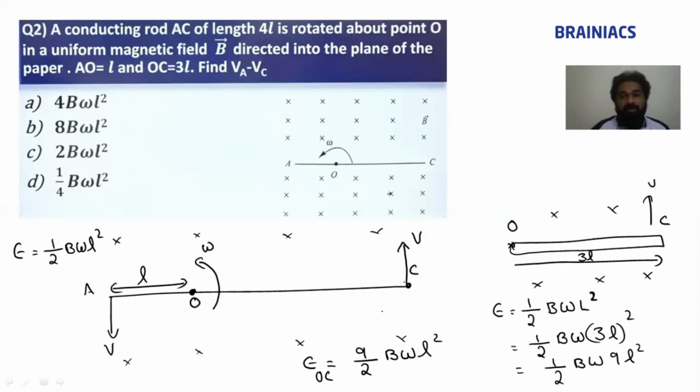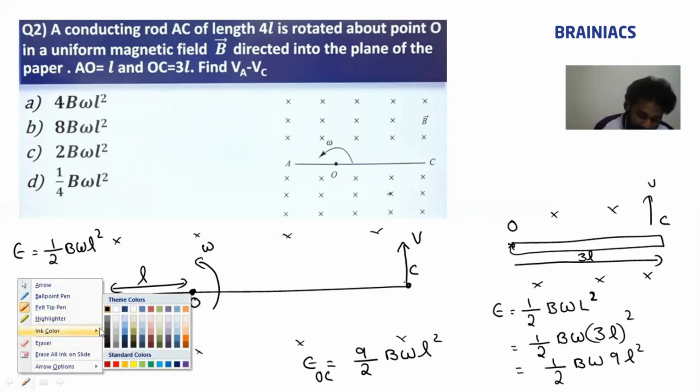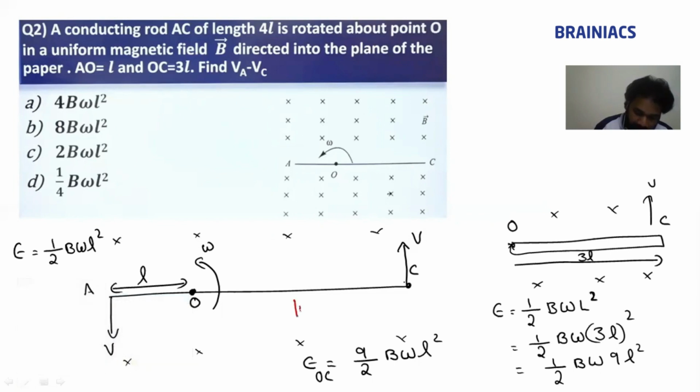Now, if I consider OC, what will be the direction of EMF, I mean the polarity? This is the direction of magnetic field, this is the direction of velocity, this is the direction of the palm. So I can mark the positive terminal like this. This is CO. And what about this one? This is the direction of magnetic field regarding OA, and this is the direction of velocity. So this is the polarity which we will have to keep. This is how it is going to be.